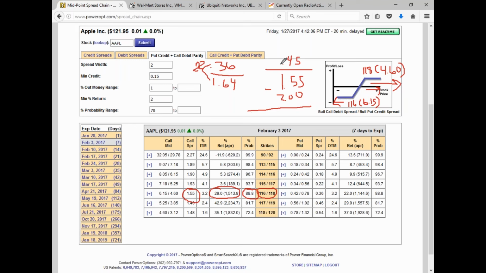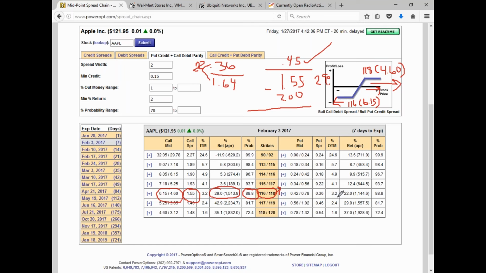Still respectable. But here we see, if our thoughts are the stock's going to stay above 118, where we don't think it's likely to drop below that, I'd get more bang for the buck if I can get filled at these midpoint prices. Pay a 155 debit, and then if the stock stays above and I close it out, I'll get 45 cents back because we'll get the intrinsic value of the 2 points on a 155, which would give us a 29% return.